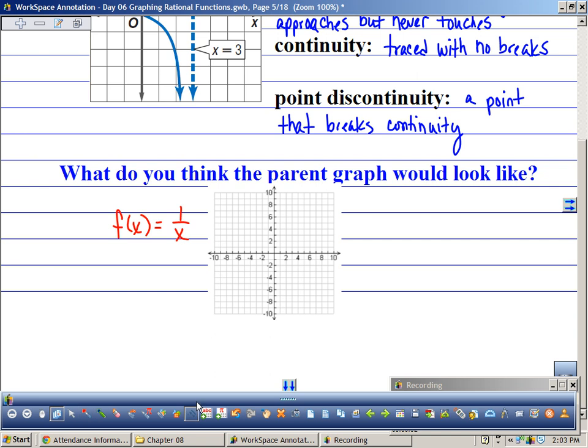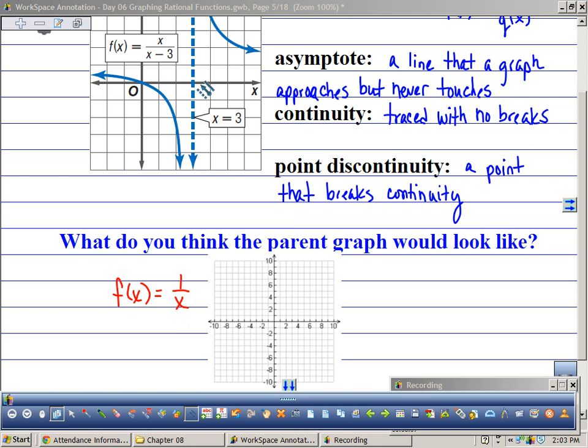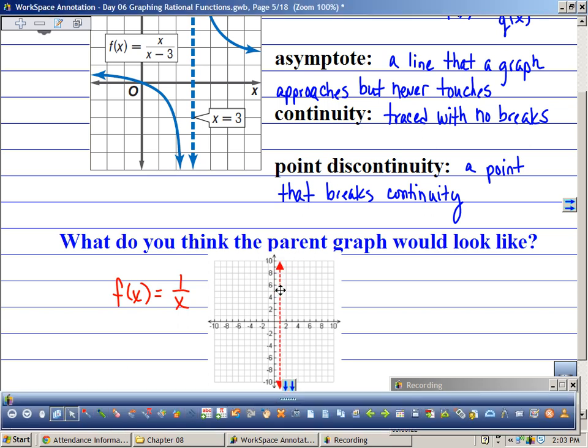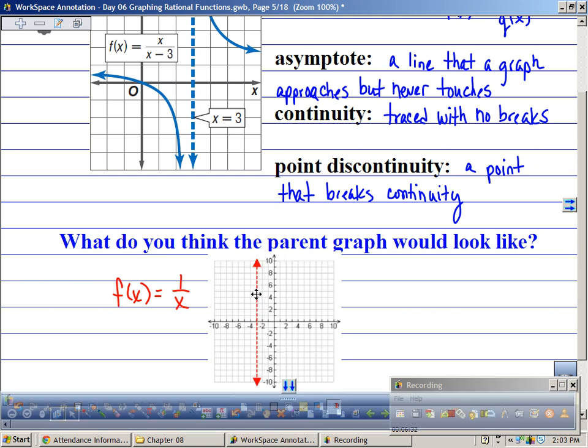The dotted line would not be on -1, but you're right, it would shift. So if the dotted line is at x equals 3, what do you think the parent graph would be? Where do you think that dotted line would be? Let's draw one at 1. Would it be there? Would it be over here? Wait, are you talking about 3 or 1? This dotted line, right here.